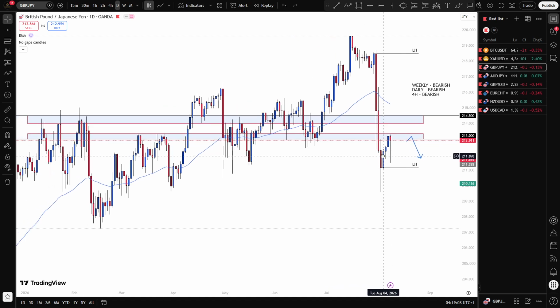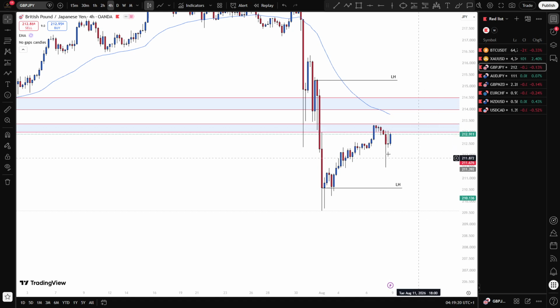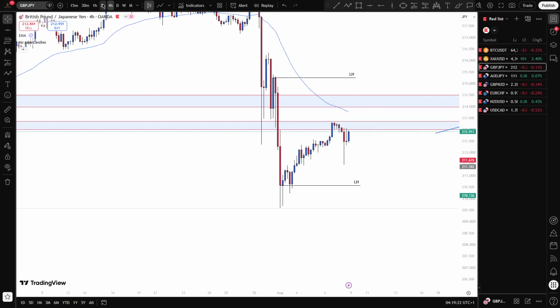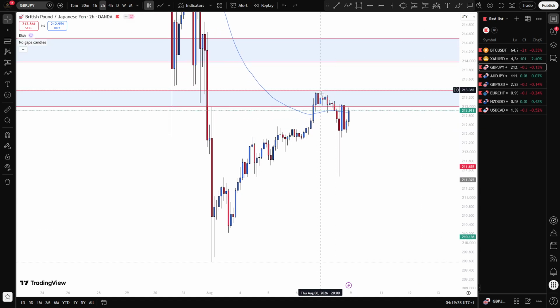So what I'm actually looking for here is a shift of structure on the lower time frame to take the trade to the downside. The 4-hour also is bearish, and the 4-hour has approached the zone also. If we go down to the 2-hour, we are bullish. The 2-hour has not shifted structure.